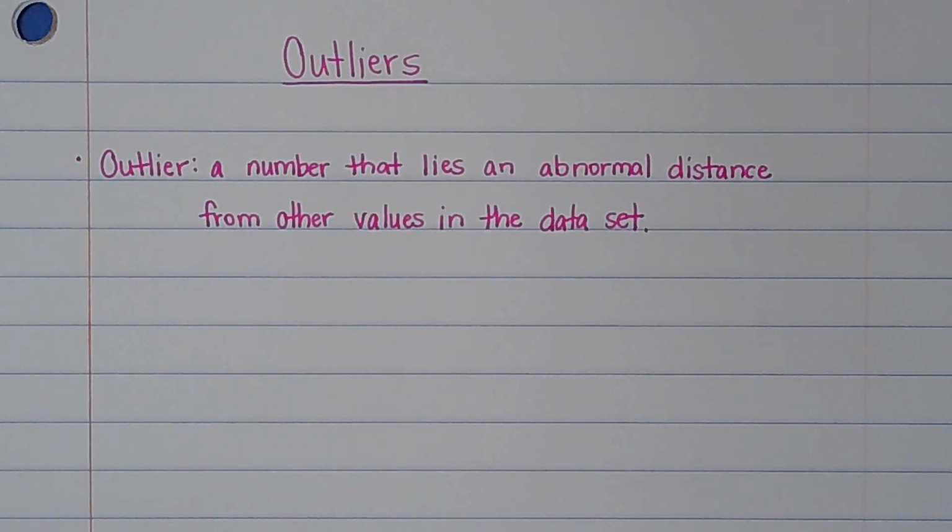Sometimes you don't have an outlier. Sometimes the numbers are just grouped together normally. But sometimes you do have an outlier, and that sometimes messes up some of the data that you get.